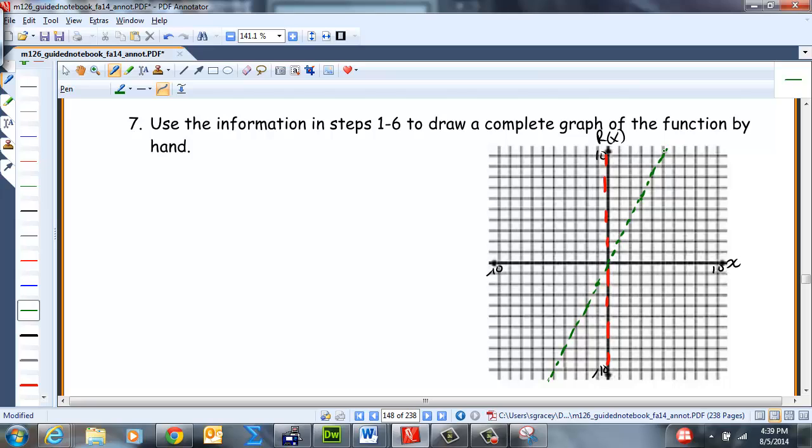Okay, so this is the oblique asymptote. So let's check out what we have going on. I'm thinking that this one might be, so r of x equals 2x plus 9 over x. Let's see if this is odd or even. We might get lucky.